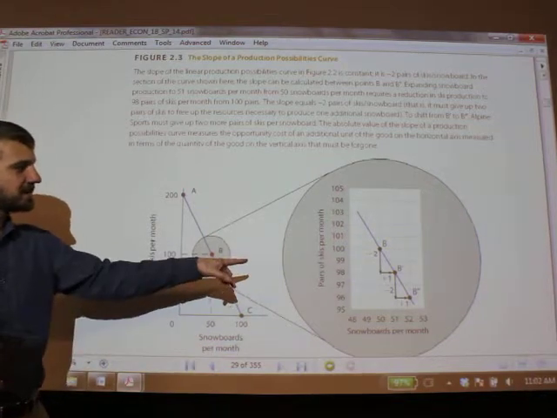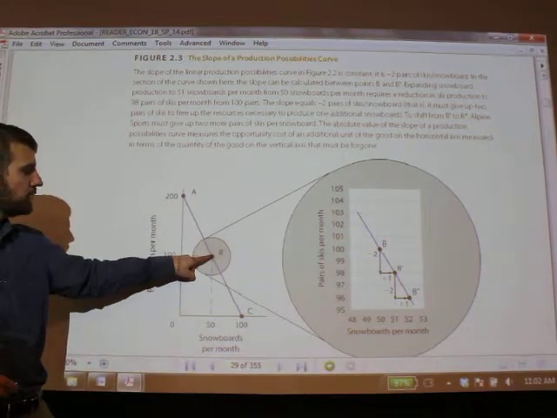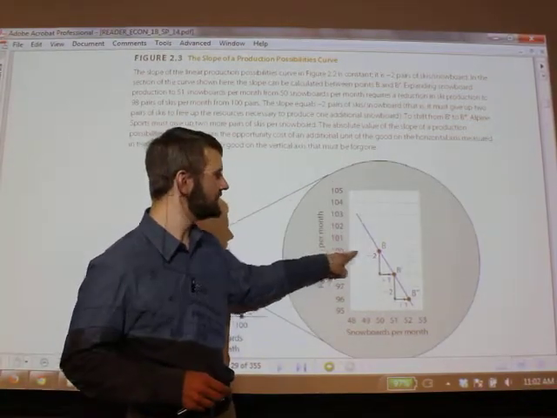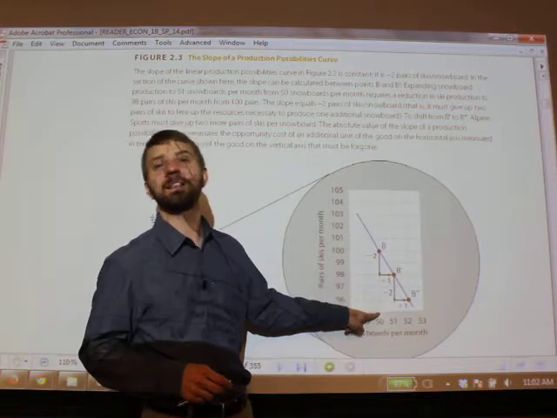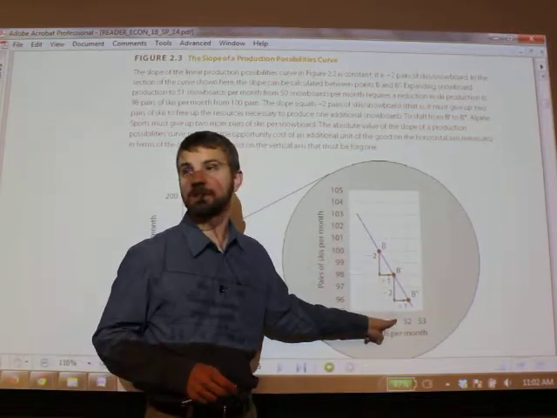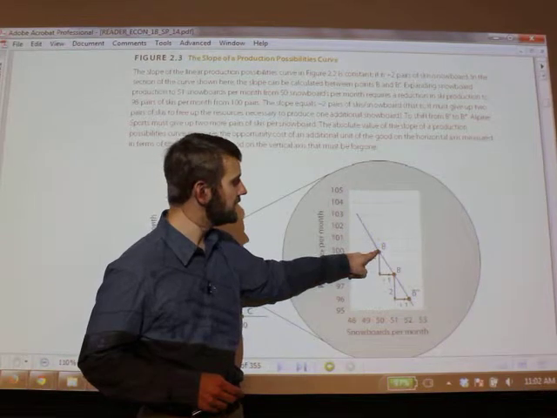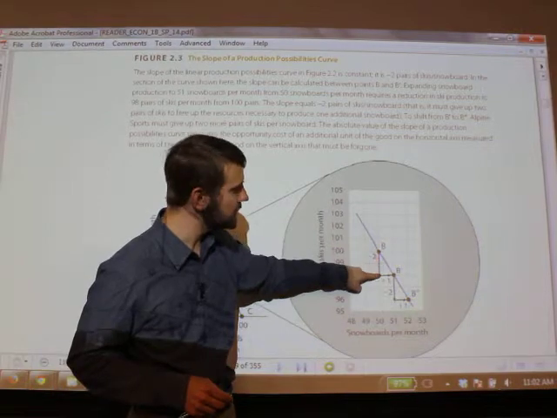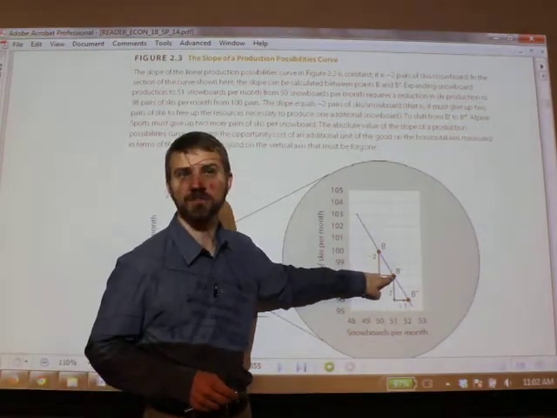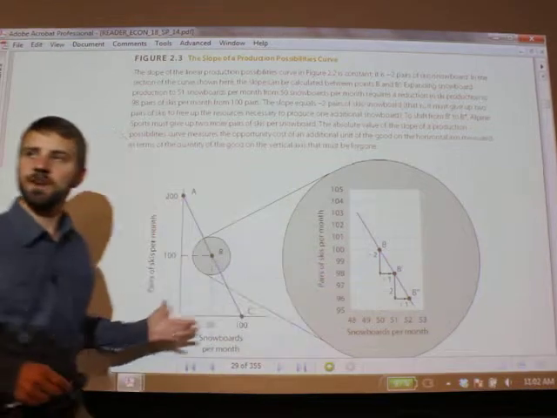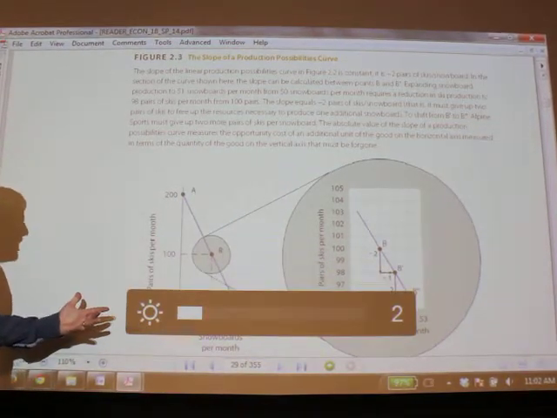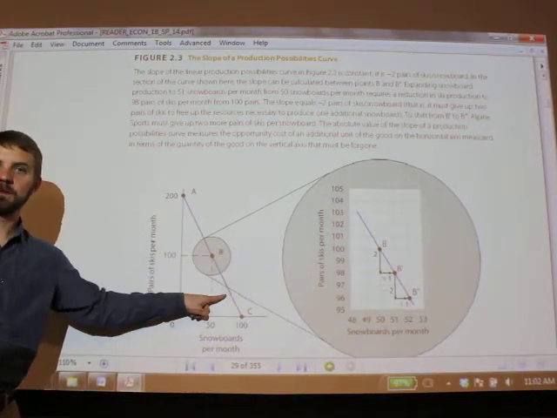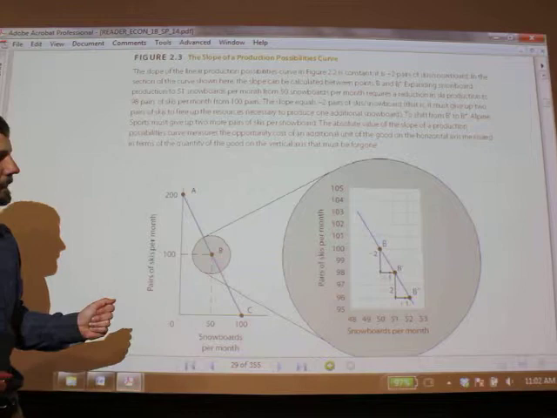We can also zoom in on this line. And so let's say we're here at point B, and we want to go from producing, at point B, we're producing 100 skis and 50 snowboards. But let's say we want to produce 51 snowboards. So we go from B to this point B prime. Rise is negative 2. Run is 1. So negative 2 is the slope of this line. Because it's a straight line, the slope is the same here and here and here, right? The slope is the same everywhere. That's a property of it being a straight line.